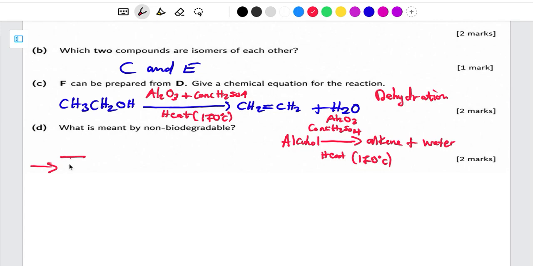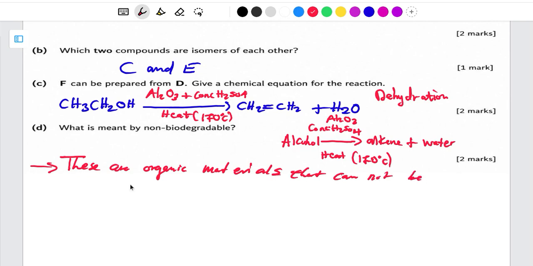So we can say these are organic materials that cannot be decayed, or that cannot decay naturally, by microorganisms. Then from there we are done.